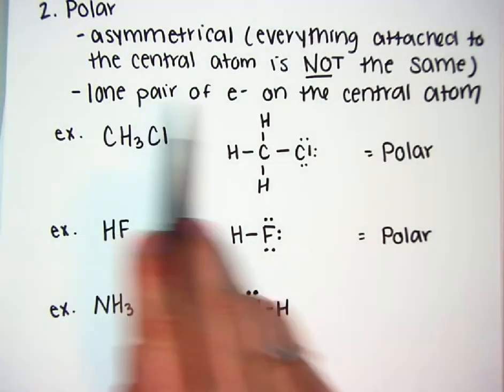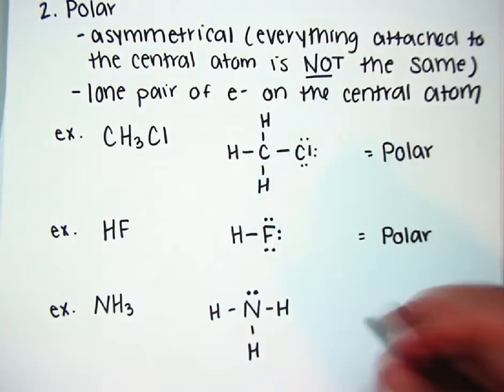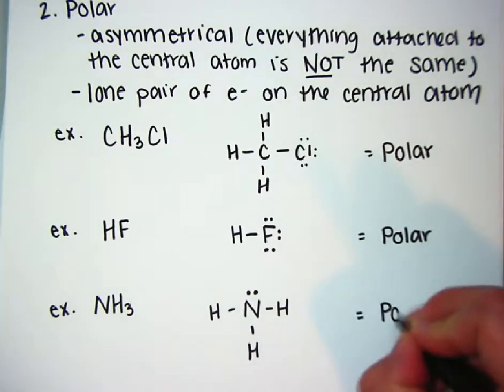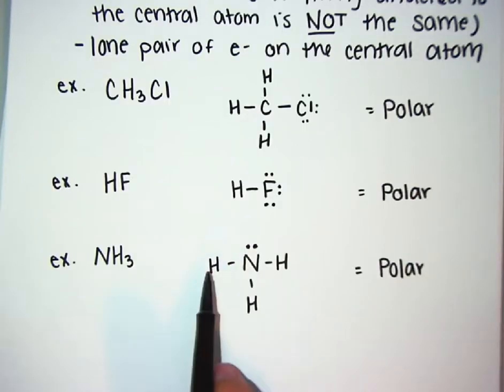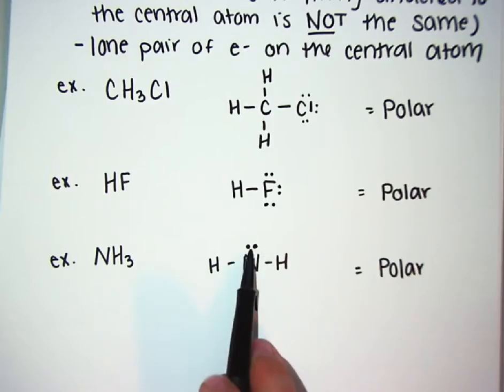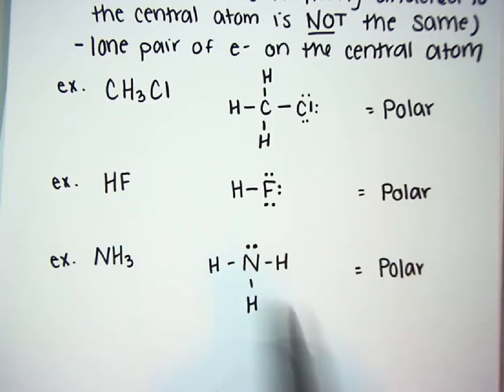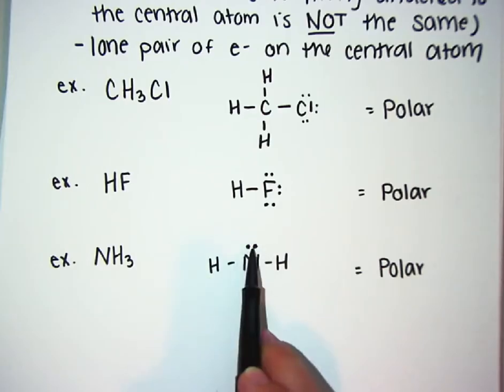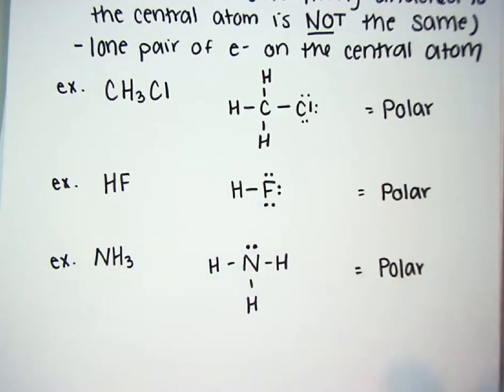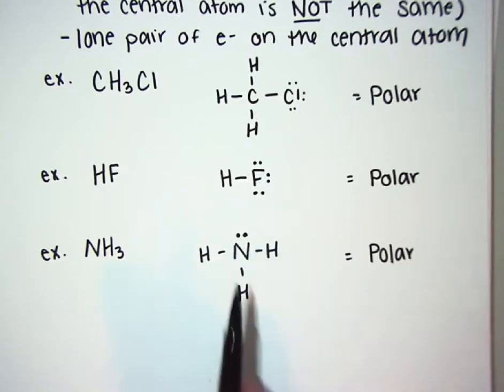If there is a lone pair of electrons on the central atom, it is automatically polar. Think of these electrons like a 4th attachment. Nitrogen has 1, 2, 3, 4 electron regions. 3 of them are occupied by a hydrogen and 1 of them is a lone pair. So since all of those attachments aren't the same, ammonia is going to be polar.